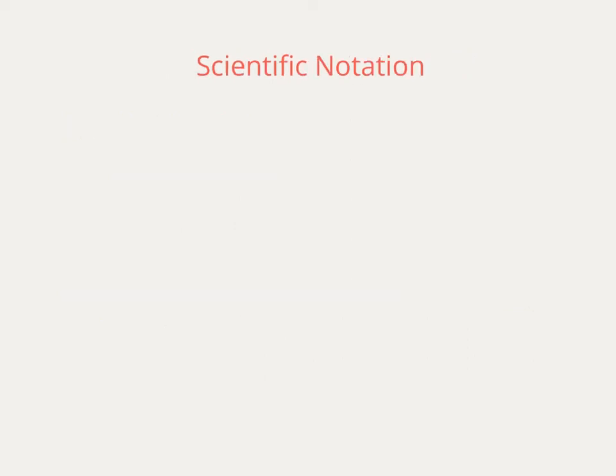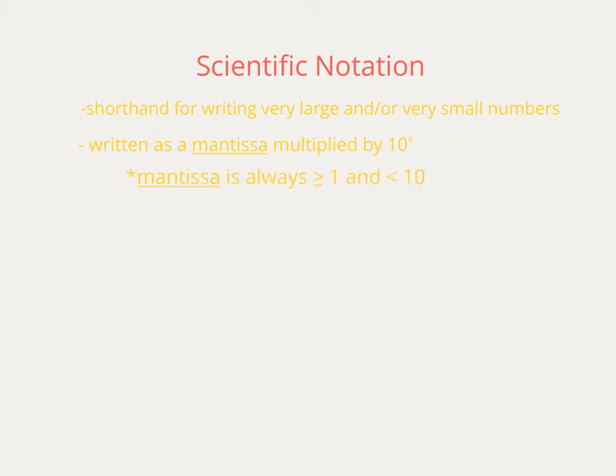Finally, there's one other method we use when communicating our measurements, and that's through the use of scientific notation. Scientific notation is the shorthand used for writing very large and very small numbers. It consists of 2 parts: a mantissa that's always going to be between 1 and 10. It's never going to be less than 1 or greater than 10. And that mantissa is going to be multiplied by a power of 10.